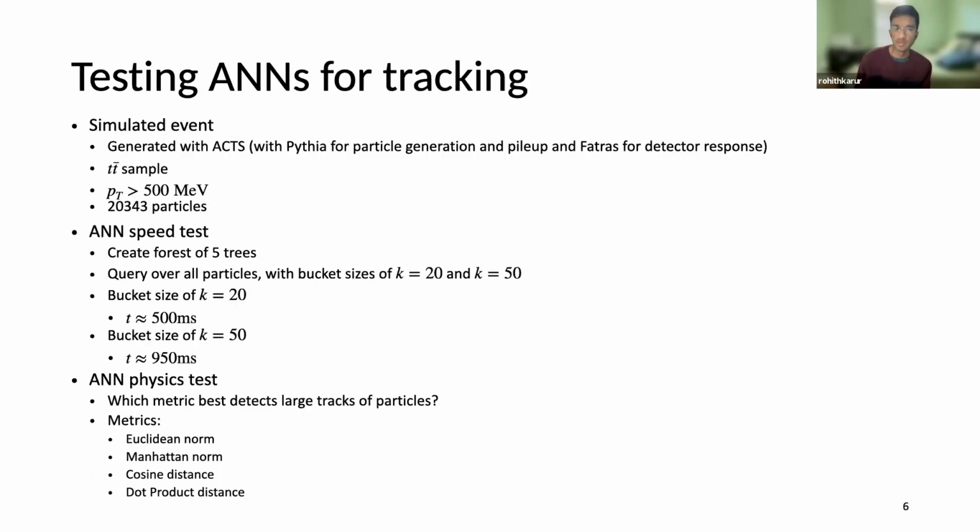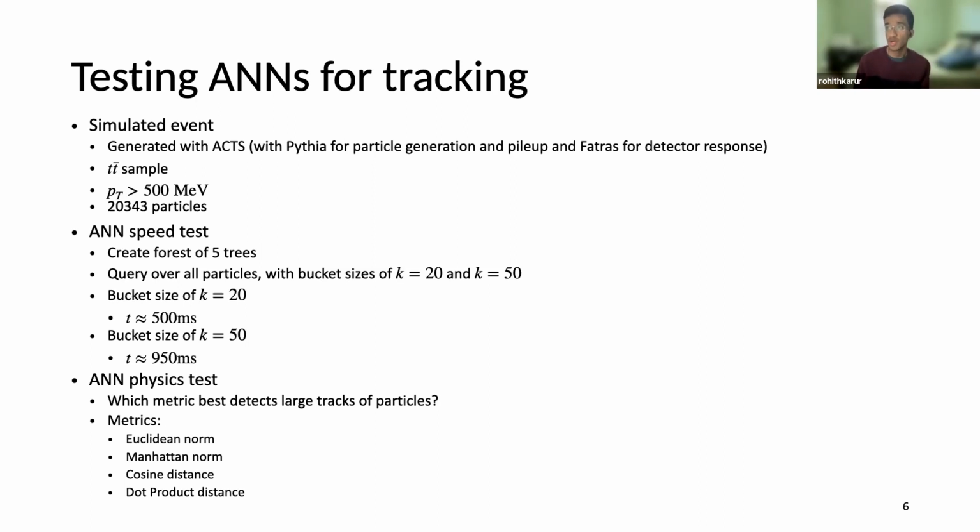So here are a bunch of preliminary tests of our ANN physics performance. We simulate an event with ACTS, with Pythia for particle generation and pileup, and Petrus for detector response. We use a TT bar sample, and we see that the PT cut is quite low, and we created a forest of 5 trees.